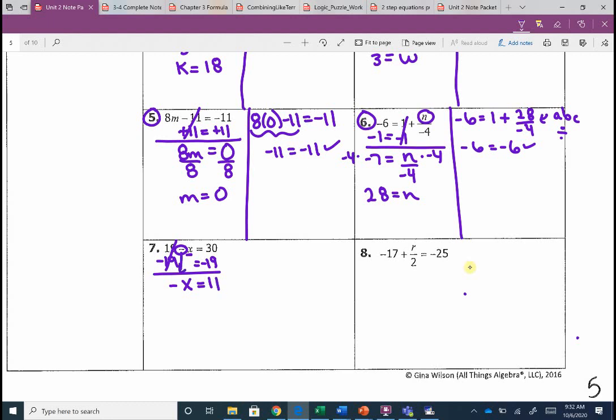Now here's where some students got stuck. They're like, sweet Miss Golly, I'm done. X is by itself. X isn't by itself yet, guys. We still have a negative in front of it. And remember, mathematicians are lazy. There's really a negative 1 there. So now we have negative 1 times x. To undo our multiplying, we need to divide. So x equals negative 11.